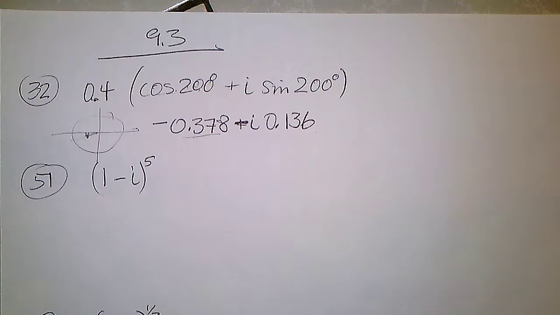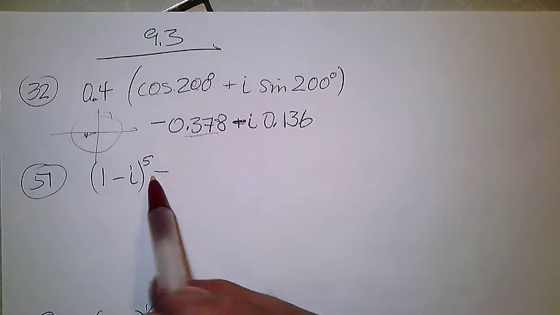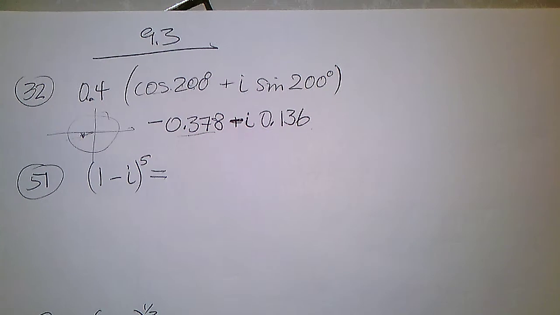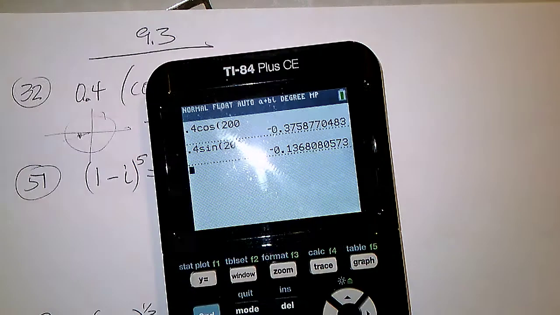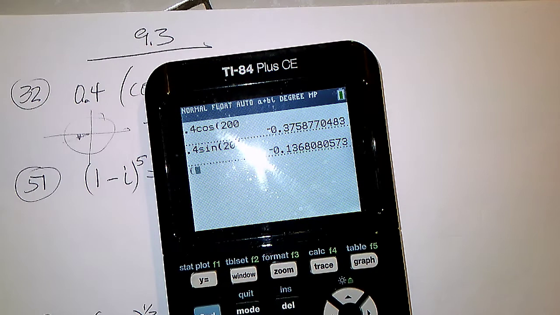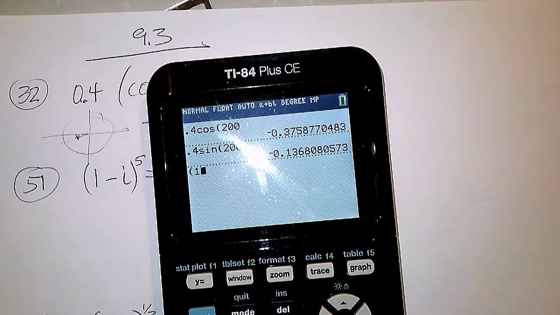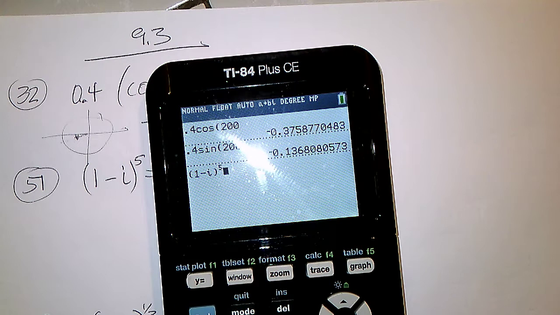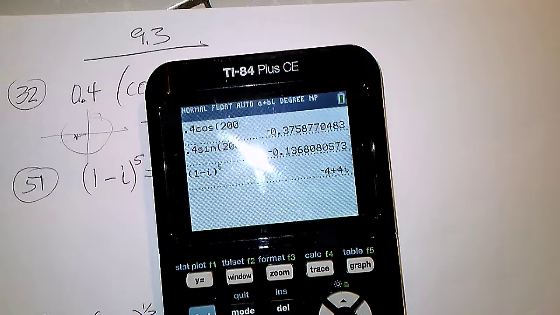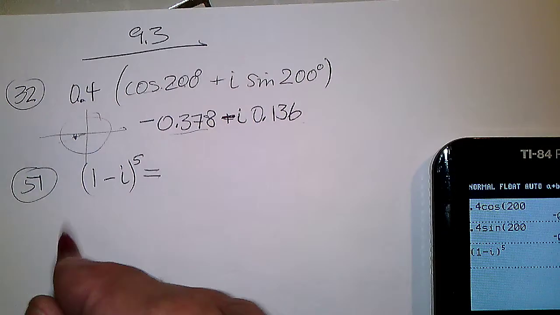Now, using de Moivre's theorem, find this to the fifth. Now, we could just type that in the calculator and give us the answer. In fact, let's just do that real quickly so you quit stressing about it. 1 minus I, close parenthesis, to the fifth is minus 4 plus 4i.